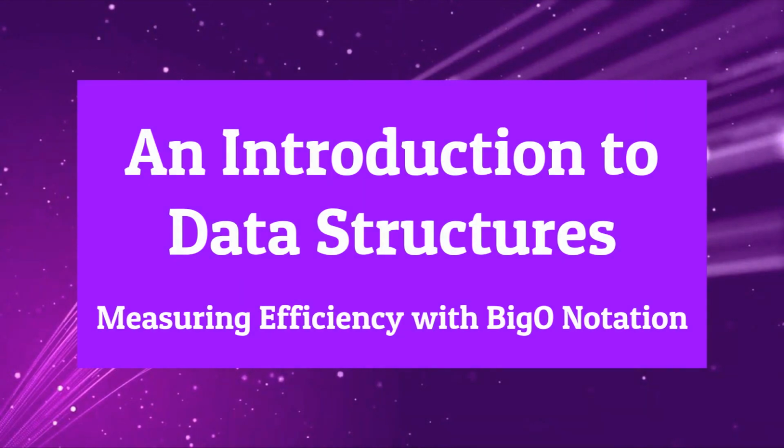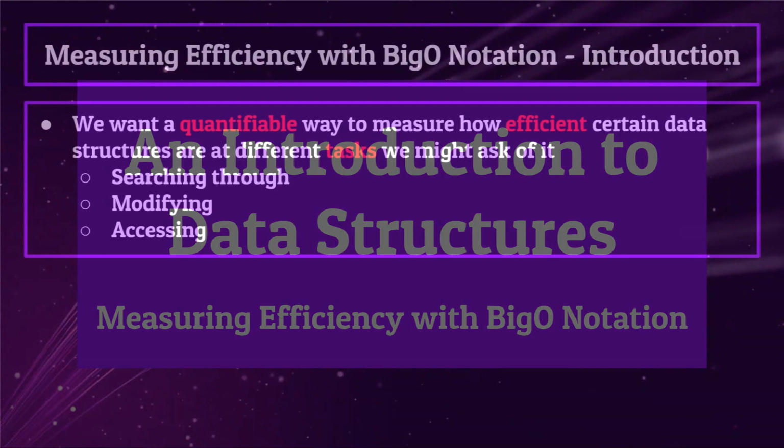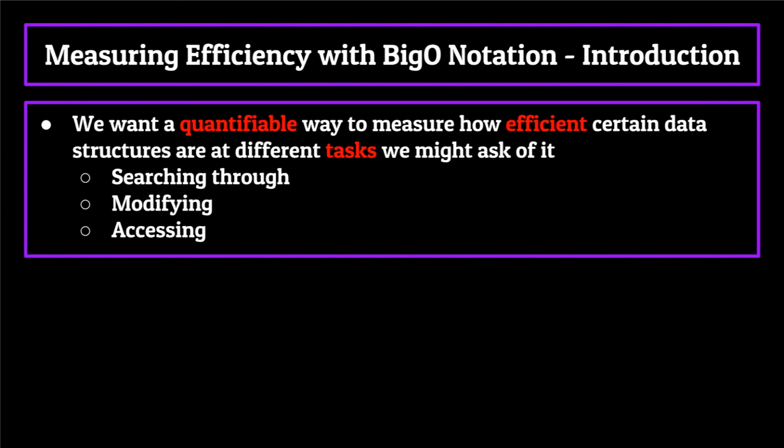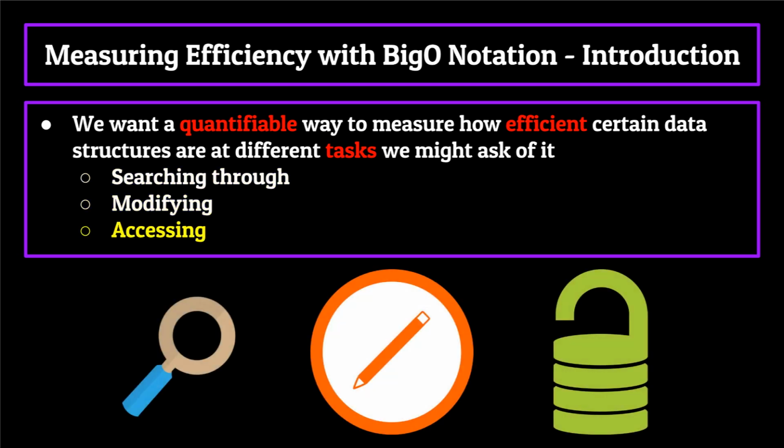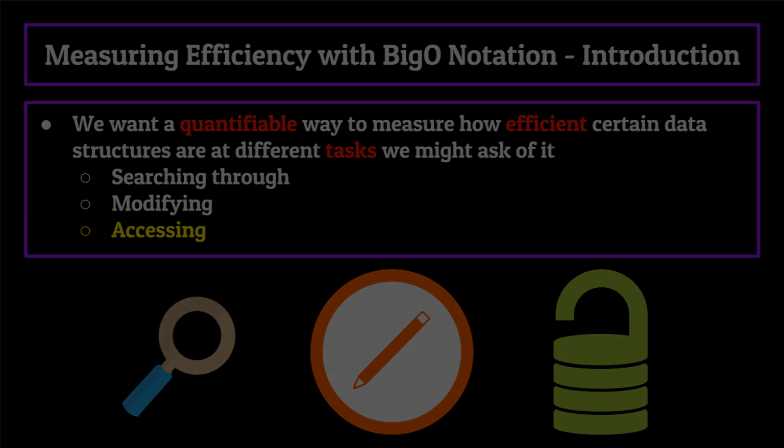Okay, so before we talk about all these crazy data structures like maps and heaps, we want a quantifiable way to measure how efficient a certain data structure is at the different tasks we might ask of it. If we're going to be storing extremely large amounts of data, being able to search through, modify, or access the information within a data structure needs to be fast and efficient.